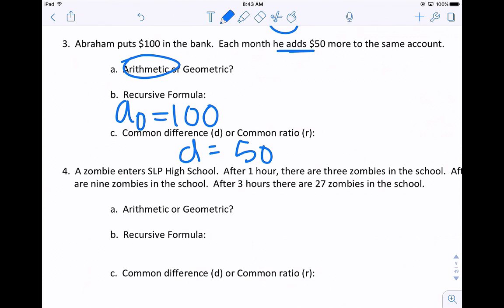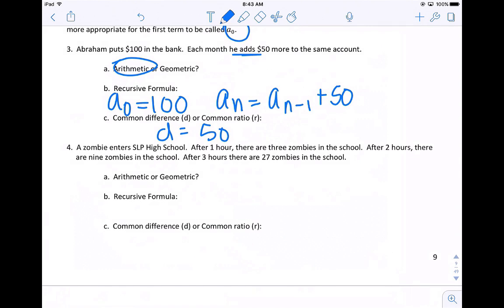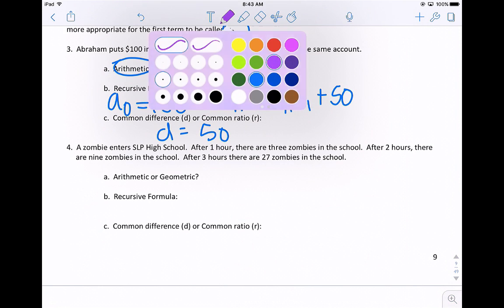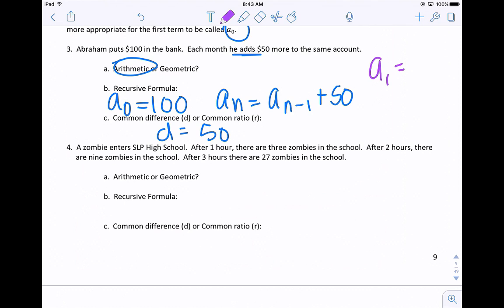So let me write the formula first. a sub n equals the month before it, and we're adding 50. And why it's more appropriate to start with a sub 0 here is because a sub 1 would be after 1 month. After 1 month, he takes his $100 and he adds 50 to it. So after 1 month, he has $150. So in this case, if you're depositing money, it makes more sense to say a sub 0, the original amount, and then a sub 1 would stand for after a certain amount of time. After 1 month, it's $150 in his account.